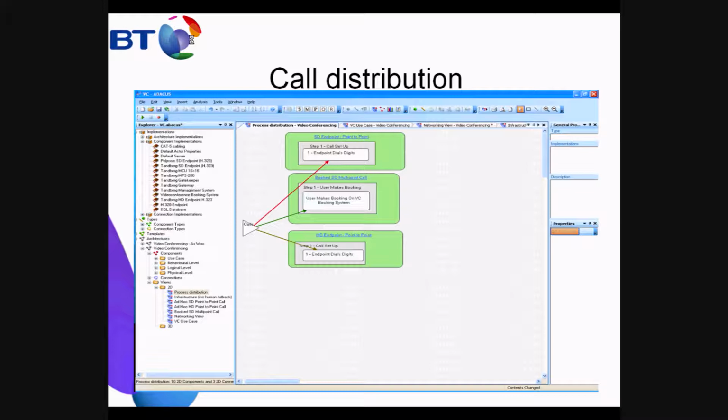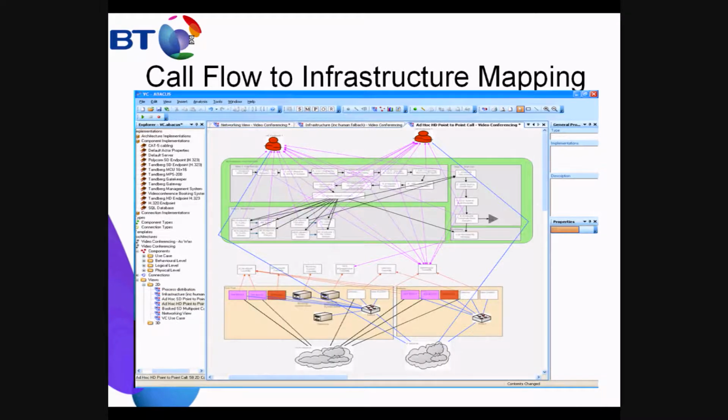So we've got calls there, and these different coloured lines indicate the different frequency of occurrence of the call. We can see that the red, the green and the olive colours indicate the SD point-to-point call, the booked multi-point call, and the HD point-to-point call. These have got steps, and then these map down onto the infrastructure. This is how we map a call flow to the infrastructure.